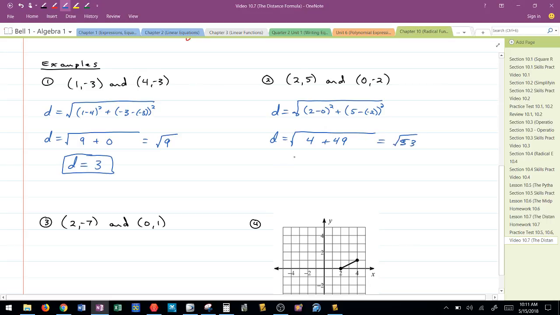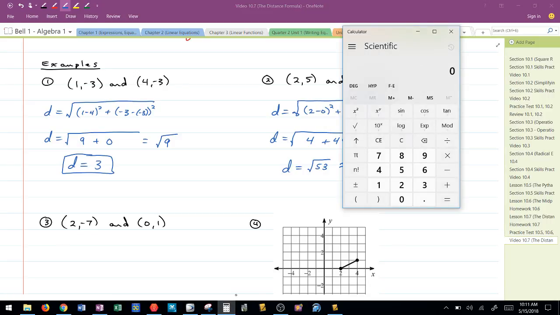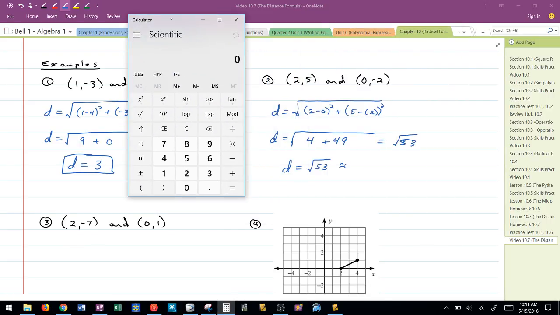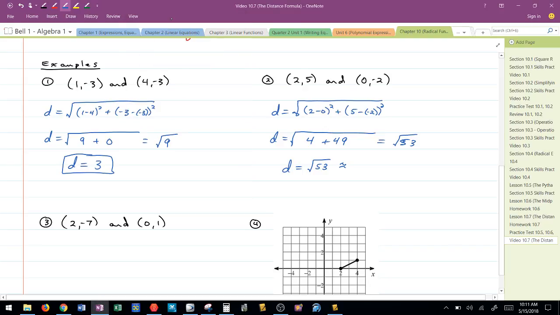Now the square root of 53 I can't simplify. So I know that the distance is the square root of 53. But I can also approximate that by using the calculator and taking the square root of 53. Rounded to 2 decimal places, or the nearest hundredth, it's approximately equal to 7.28.